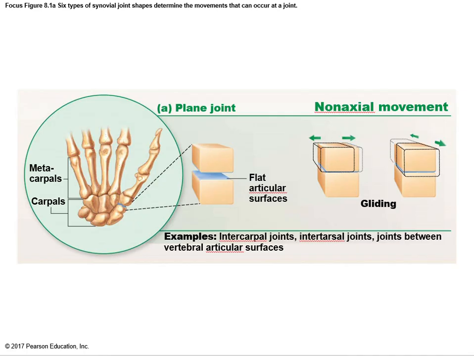So here we can see a better image of a planar joint. This is between cube-shaped bones, like those of your carpals or your intercarpal joints. Where those flat articular surfaces meet, you'll see that non-axial gliding.